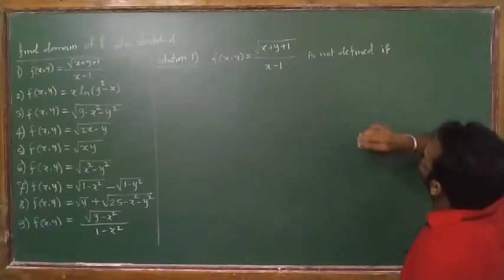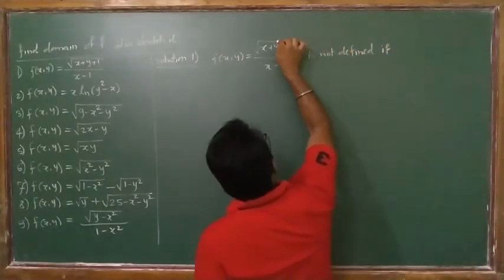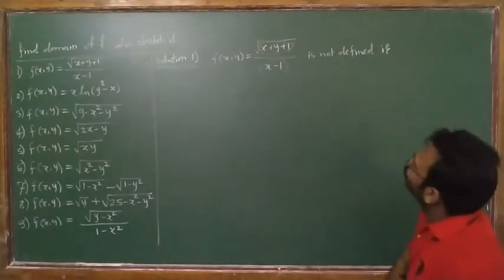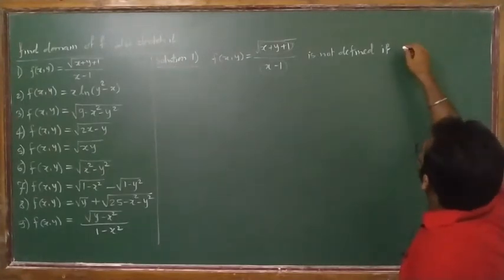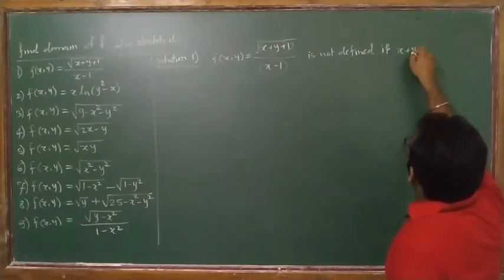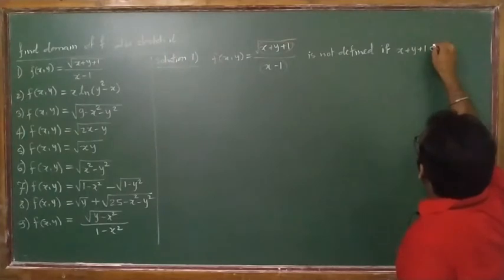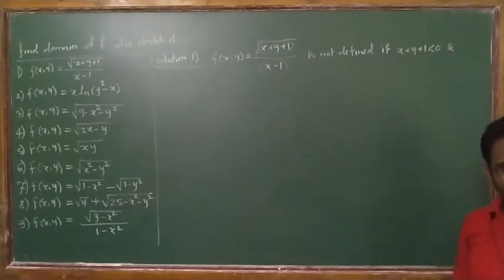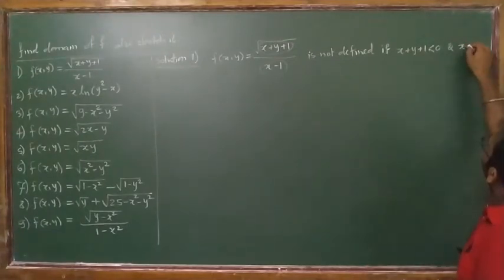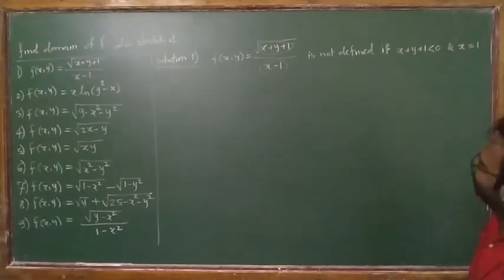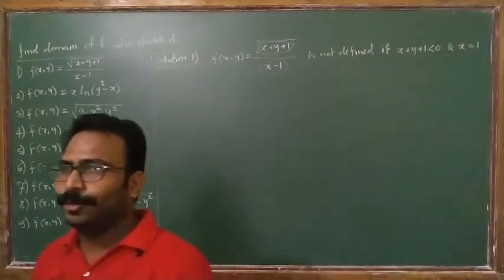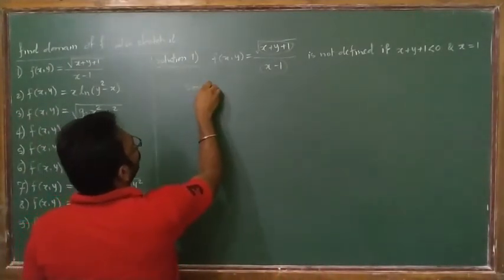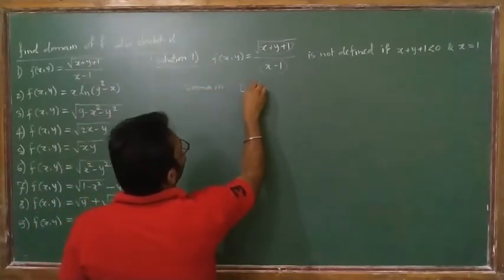So when this quantity is negative and when this denominator is 0, the function is not defined. The first case is if x plus y plus 1 is negative, and the second case is if x equal to 1. So what should be the domain of the function? Therefore, the domain D should be what?